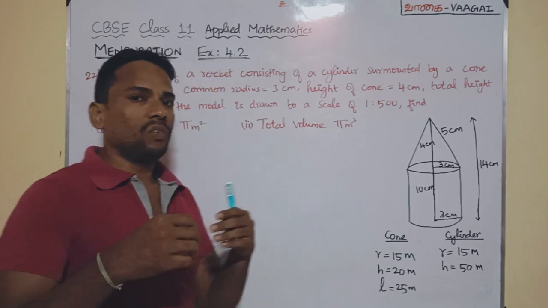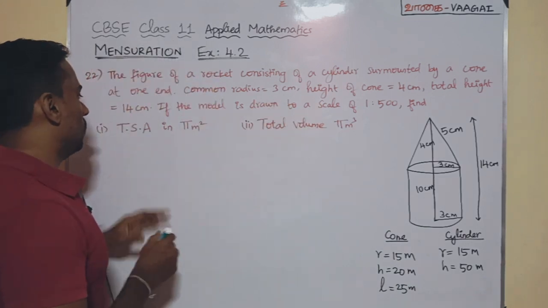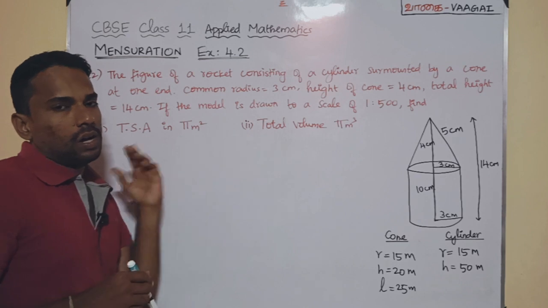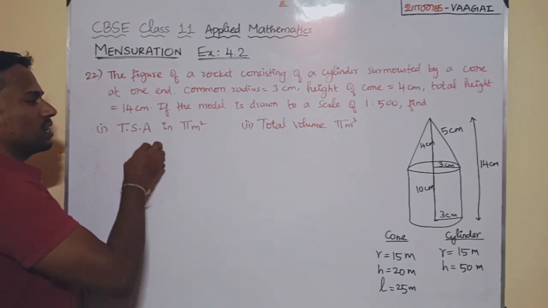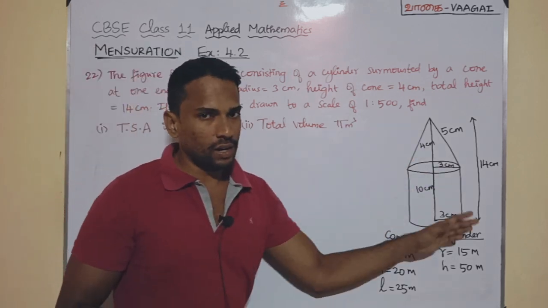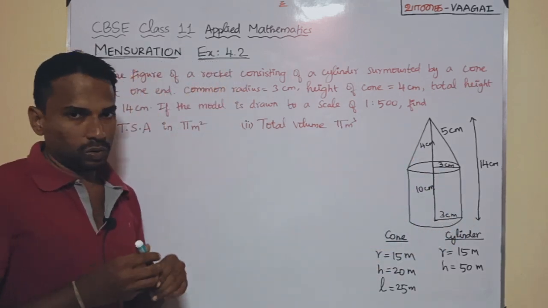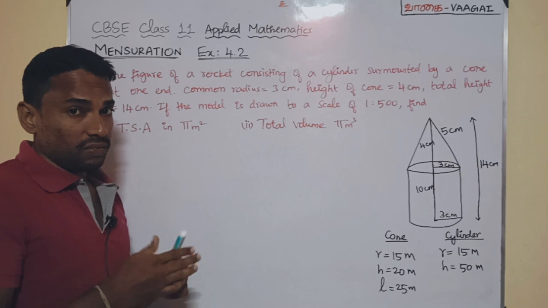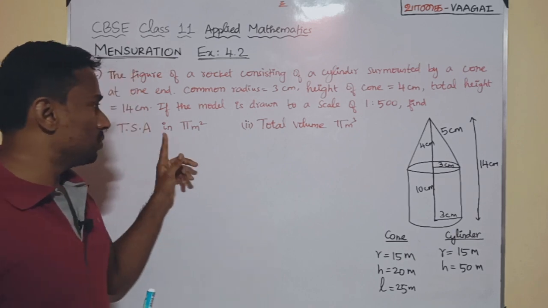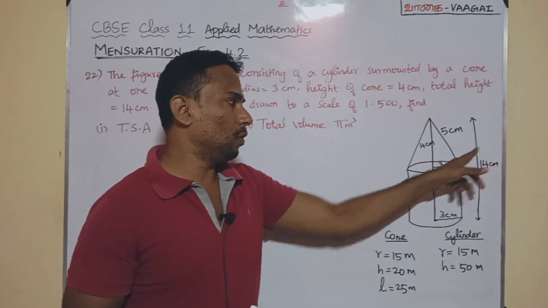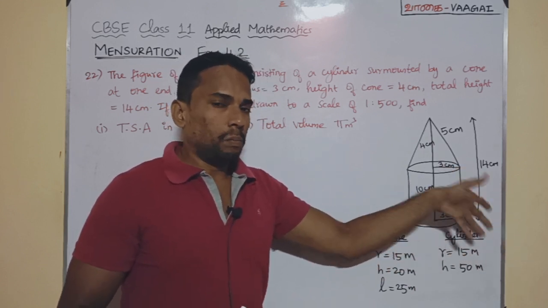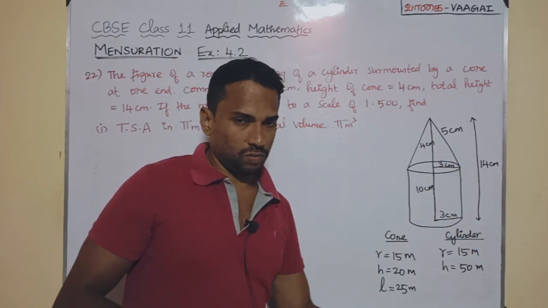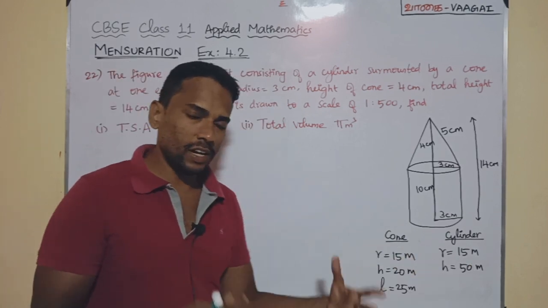Now what we need to find here, we need to find two answers. The first subdivision is asking for the total surface area of this rocket in terms of pi meter square. Remember, we have to do this problem in terms of meters only. Forget about the original dimensions, they are all with respect to the model only; these are the actual values. So with respect to these values only, we need to do the calculation.